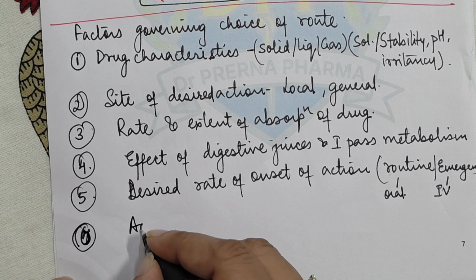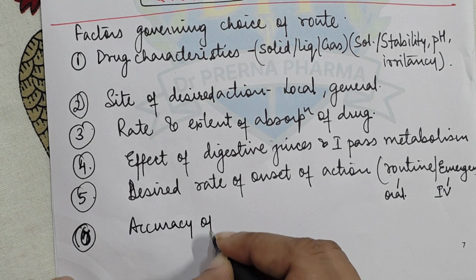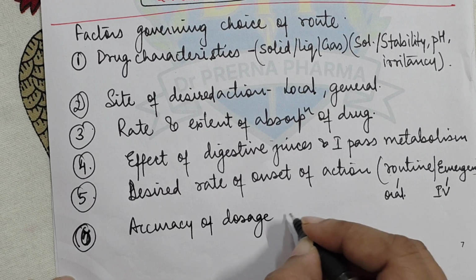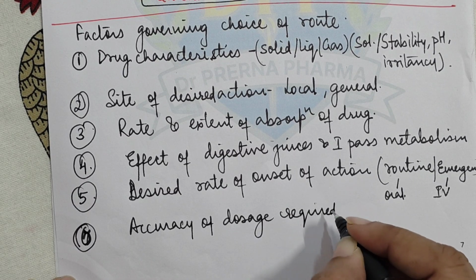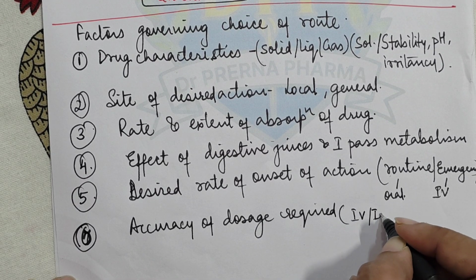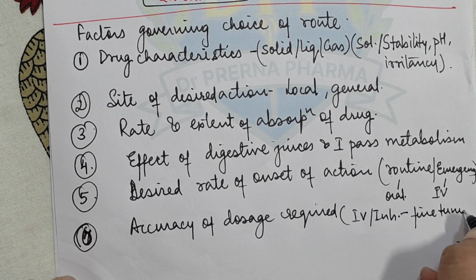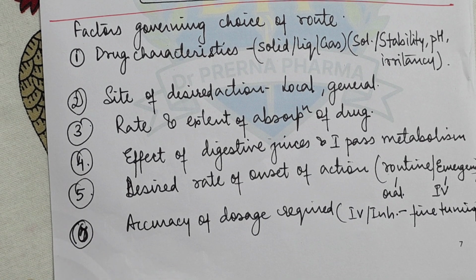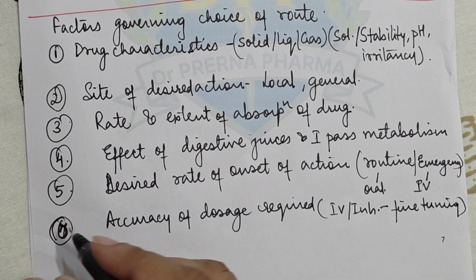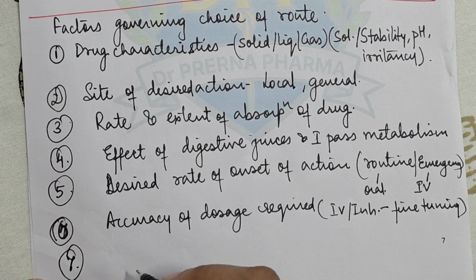Next point is accuracy of dosage required. IV or inhalational routes can provide fine tuning in the doses. So if you want a really accurate dose to reach the system, then give it by IV route. It will be completely absorbed and will be 100% available.